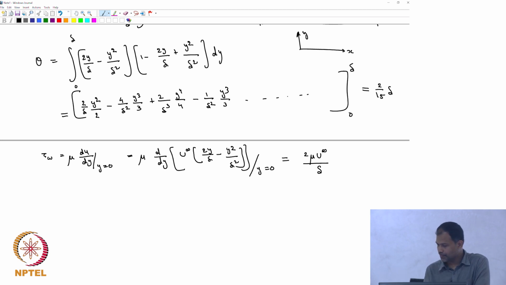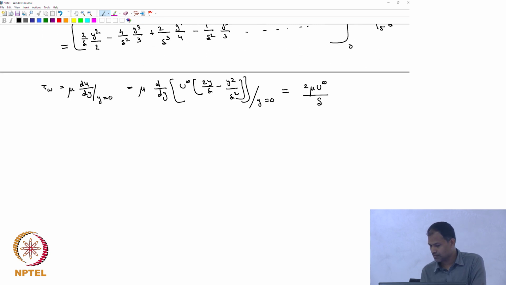Okay. Why are we writing it down? Because we know tau w in terms of theta. What is the connection between tau w and theta? We derived tau w is equal to rho u square d theta by dx. Okay, and we have gotten tau w now as this.